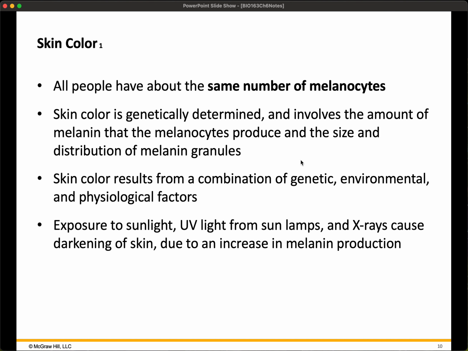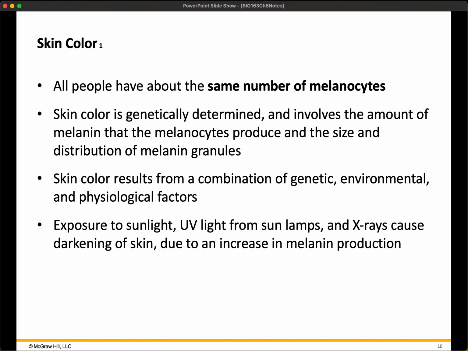Skin color involves the amount of melanin that the melanocytes produce and the size and distribution of the melanin granules. Skin color is from a combination of genetic, environmental, and physiological factors. Exposure to sunlight, UV light from lamps, and X-rays causes darkening of the skin because you start to increase your melanin production.